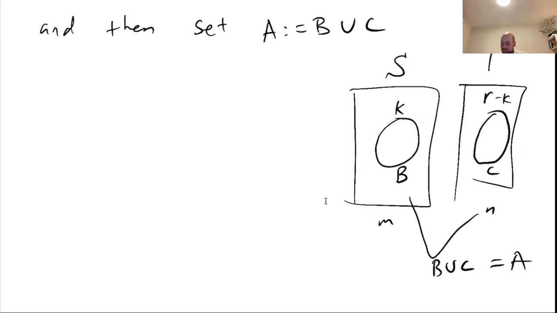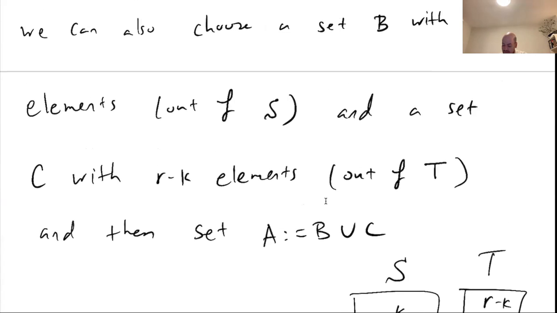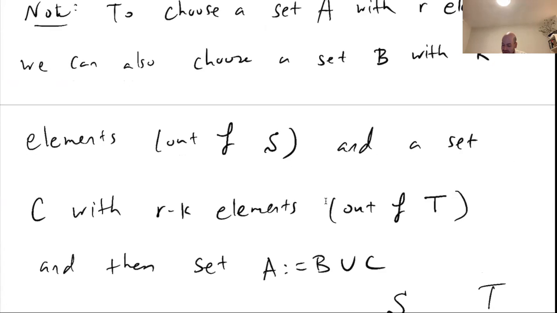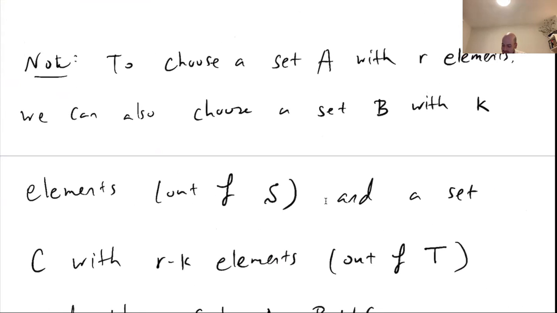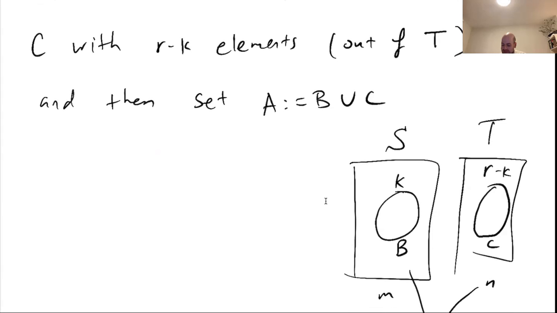Okay. And what is the condition on k here? By the way, k has to be some number less than or equal to r and bigger than or equal to 0, right? So with k bigger than or equal to 0 and less than or equal to r. So if I choose a set B with k elements and C with r minus k elements, then I combine them, the resulting set will have r elements, which is my set A.